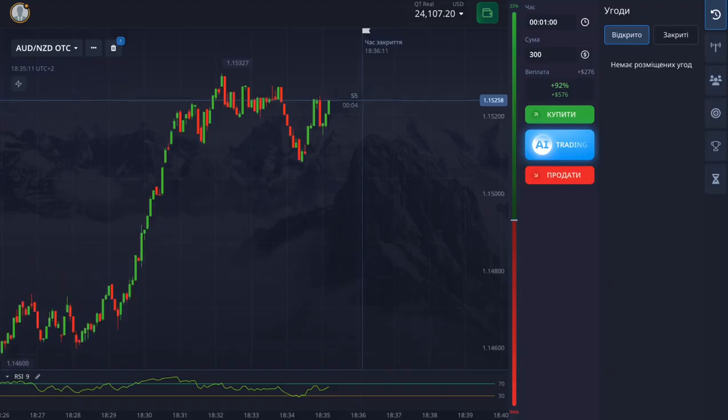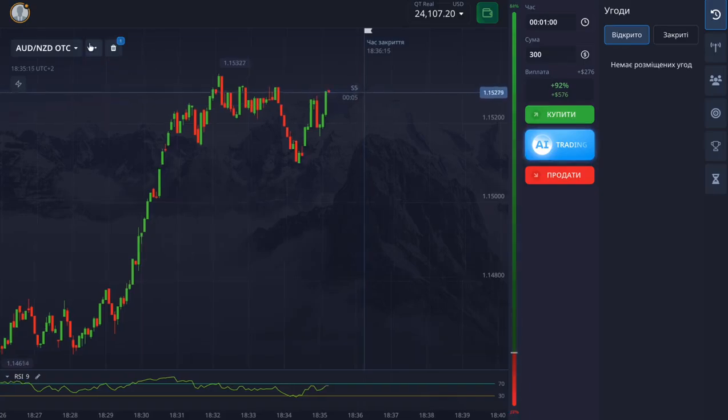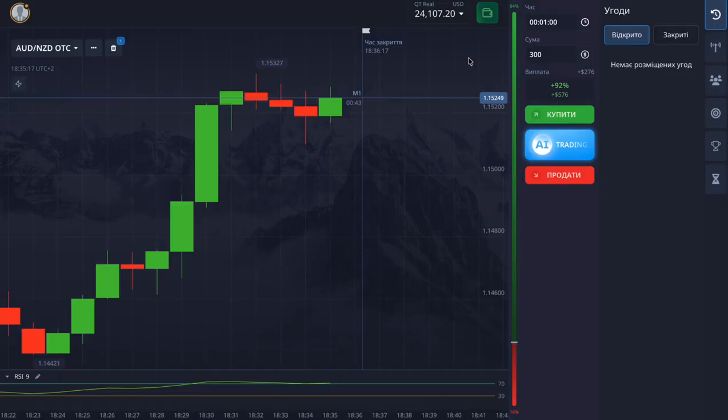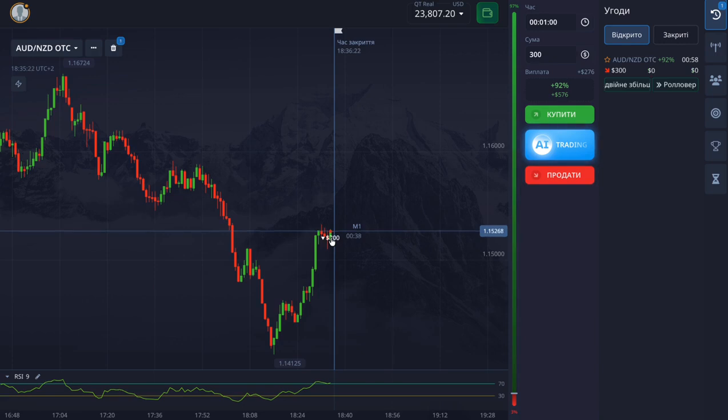Let's see. So, the success rate is already good. 2 wins, 1 loss. We're in the green anyway, and that's good. Open the 1-minute chart. And I want to go short again from a higher point. 1 minute short, and wait for the close.